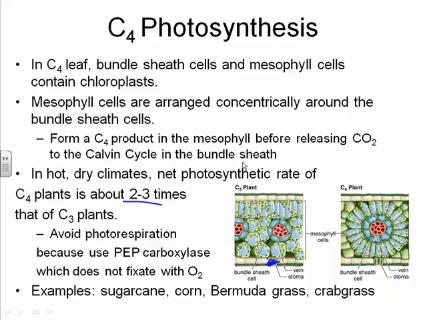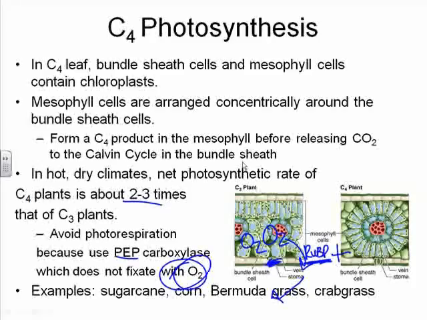It's not going to shut off that stoma and trap the oxygen inside so that the oxygen becomes a part of the Calvin cycle. Instead, it's going to use something called PEP carboxylase, which can't join with oxygen. RuBP can join with oxygen. PEP carboxylase cannot. Much, much better for hot and dry climates because it's a more efficient photosynthesis for those areas. Sugarcane, corn, Bermuda grass, crabgrass all undergo a C4 photosynthesis. It withstands hot weather better.